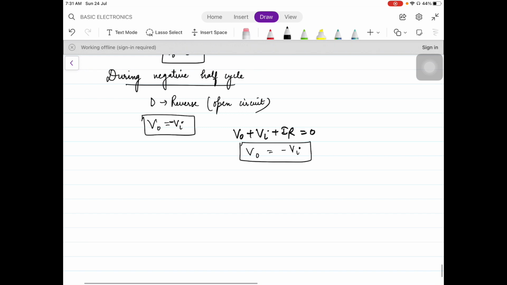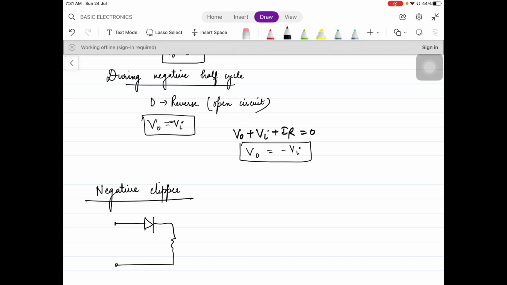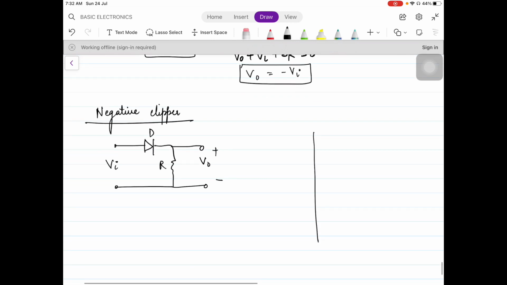Now let us see another circuit for a negative clipper. In this case, I am taking the series circuit. So here the V naught is across R. That means whatever voltage will be developed in R, that will be V naught. Now again we have input waveform like this.